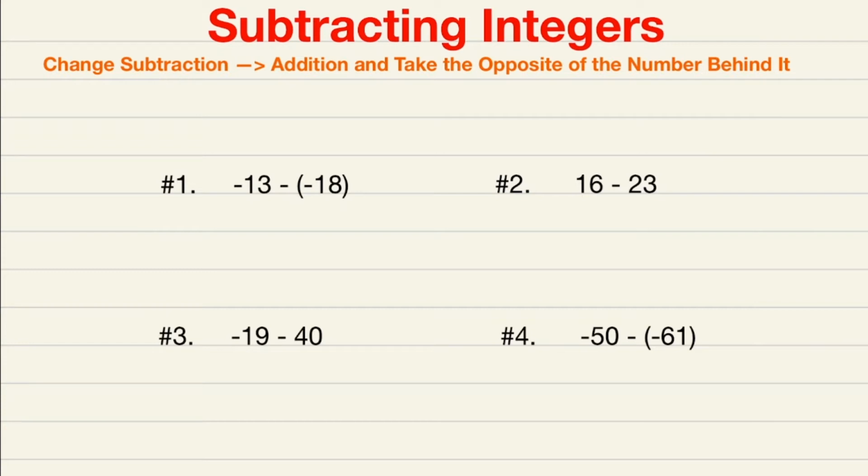So if we take a look at number one, we have negative 13 minus a negative 18. The first thing that we're going to do is change our subtraction sign to an addition sign. And after you change subtraction to addition, you want to take the opposite of the number behind it. So the number behind our addition sign is negative 18. That's going to turn to a positive 18. So our new problem is negative 13 plus positive 18. And now we can go about adding these.